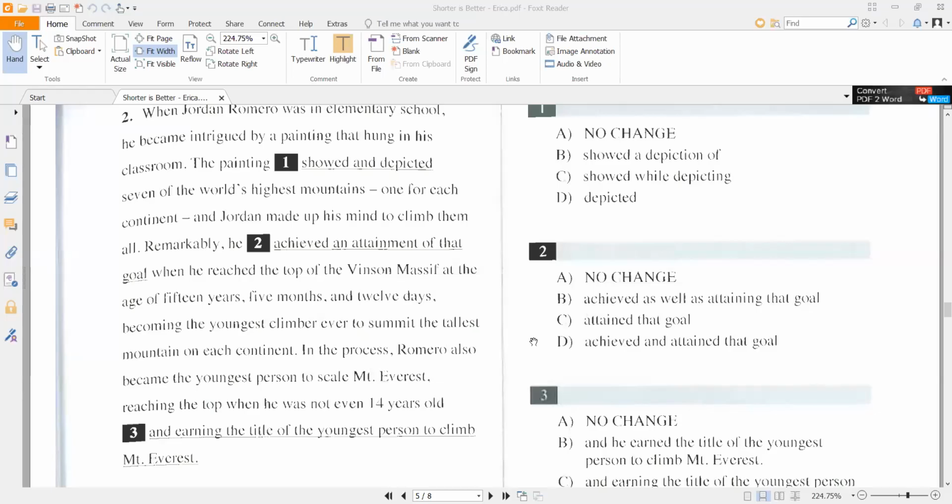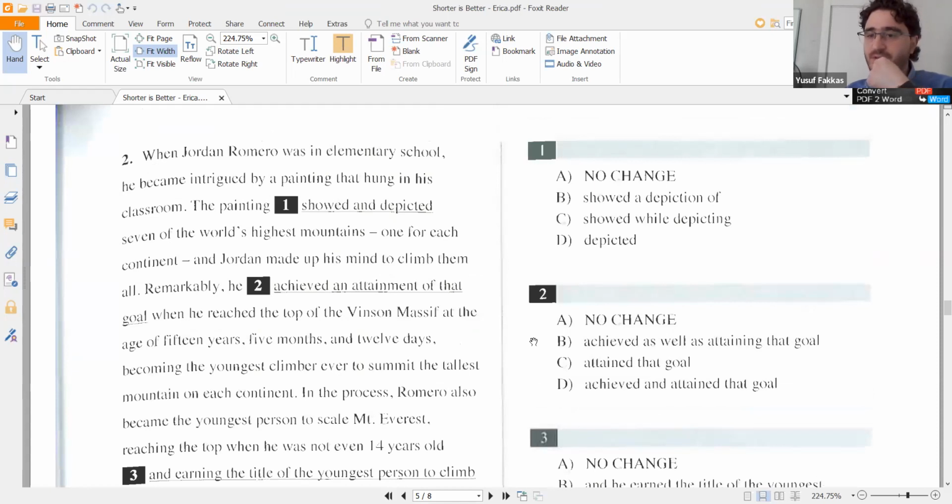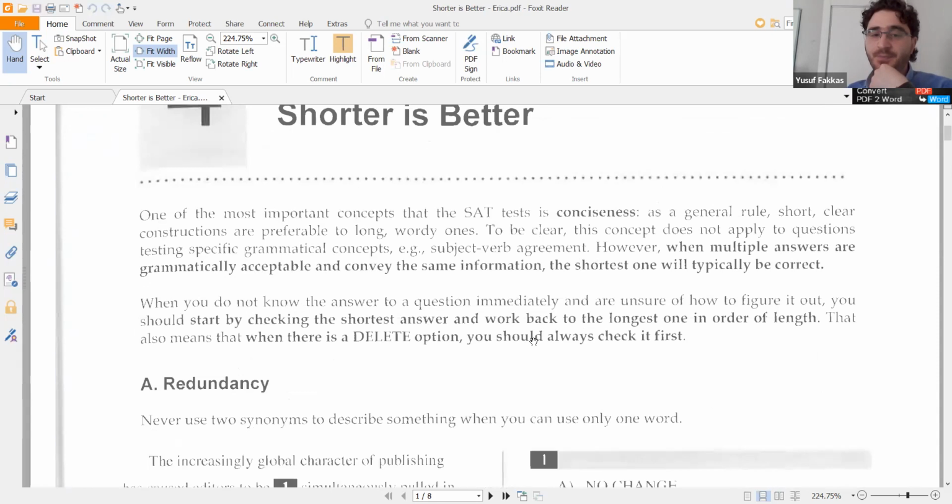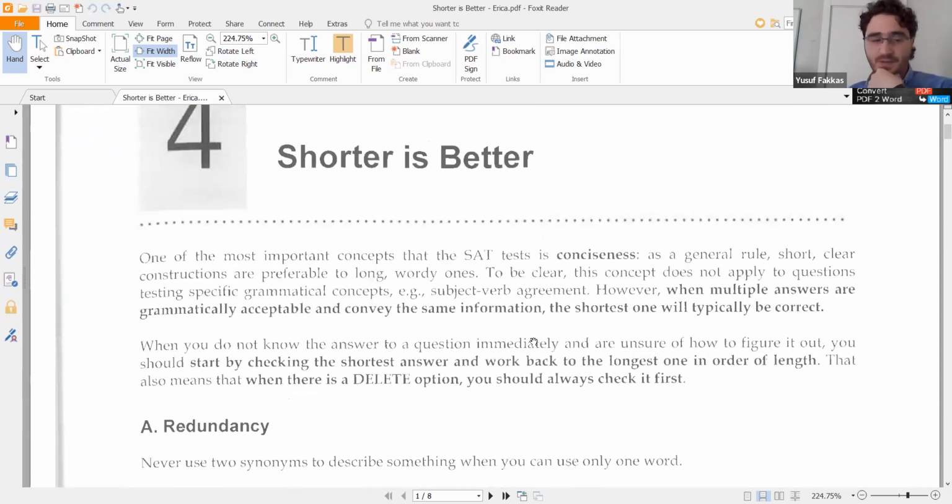But what if you have the four different options giving you better punctuation? Yeah, so when you have everything okay in the different options, grammar, meaning, and punctuation, then we have the rule that says shorter is better, right? And here we have three sections that are related to this general rule.